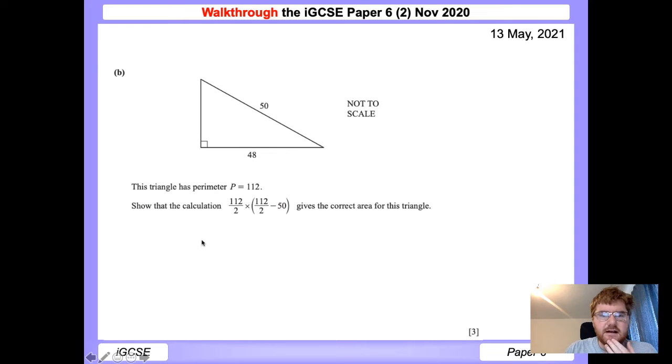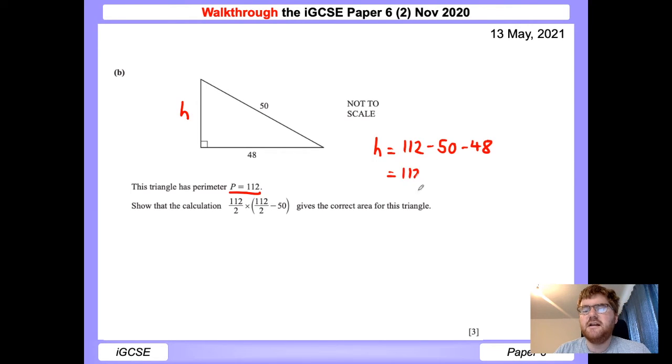So this time the triangle has perimeter 112. Show that the calculation given below gives the correct area for the triangle. So this is slightly more on the trickier side. You could use Pythagoras to work this out, for sure. Again, keep it simple. You know the perimeter is 112. You're told this. So to work out the missing h here, this missing side, we're just going to do the perimeter, 112, minus the 2 sides we know. So minus 50 minus 48.